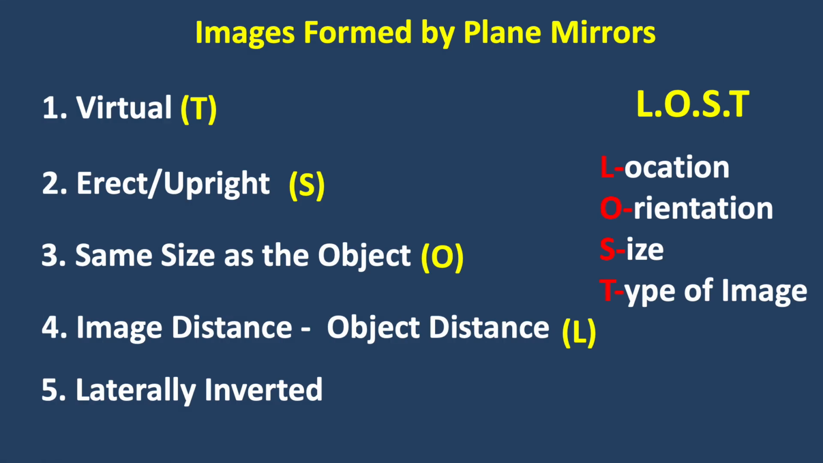And to summarize our lesson for today, always remember the acronym LOST. L for location, O for orientation, S for size, and T for type of image. The image formed by plane mirrors is virtual, erect or upright, and the same size as the object. The image distance is always equal to the object distance, and it is laterally inverted.